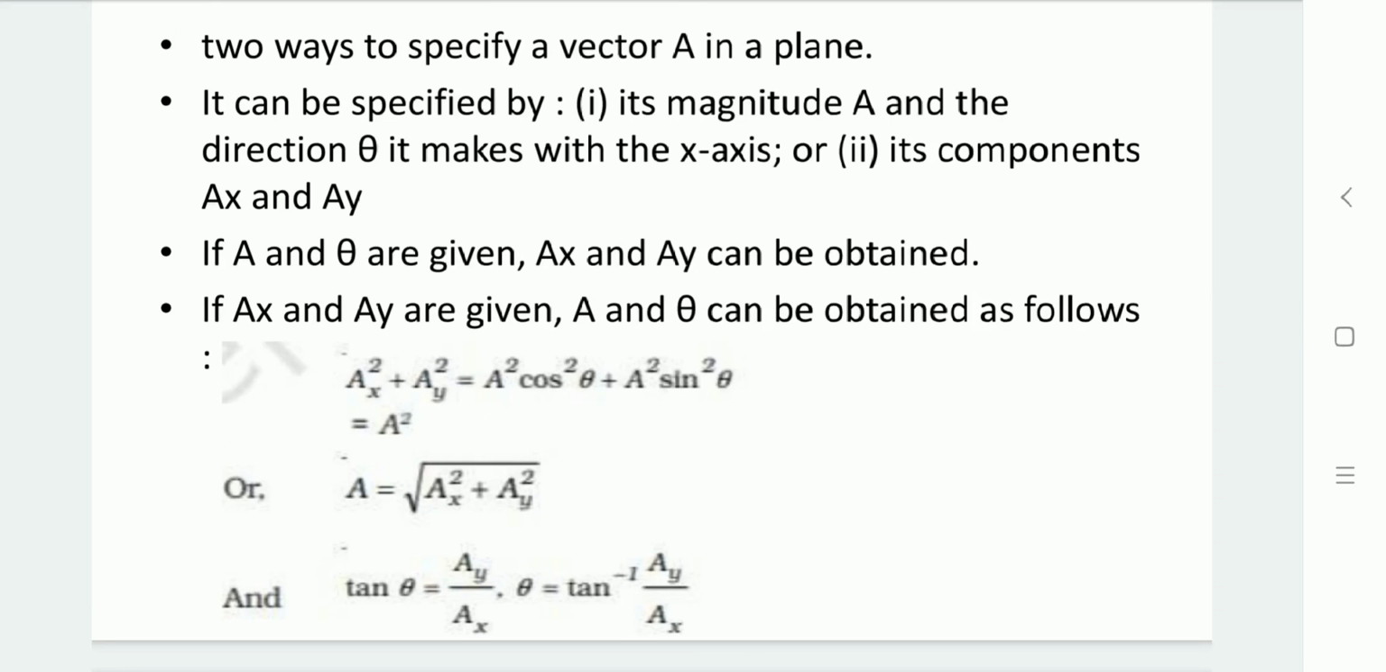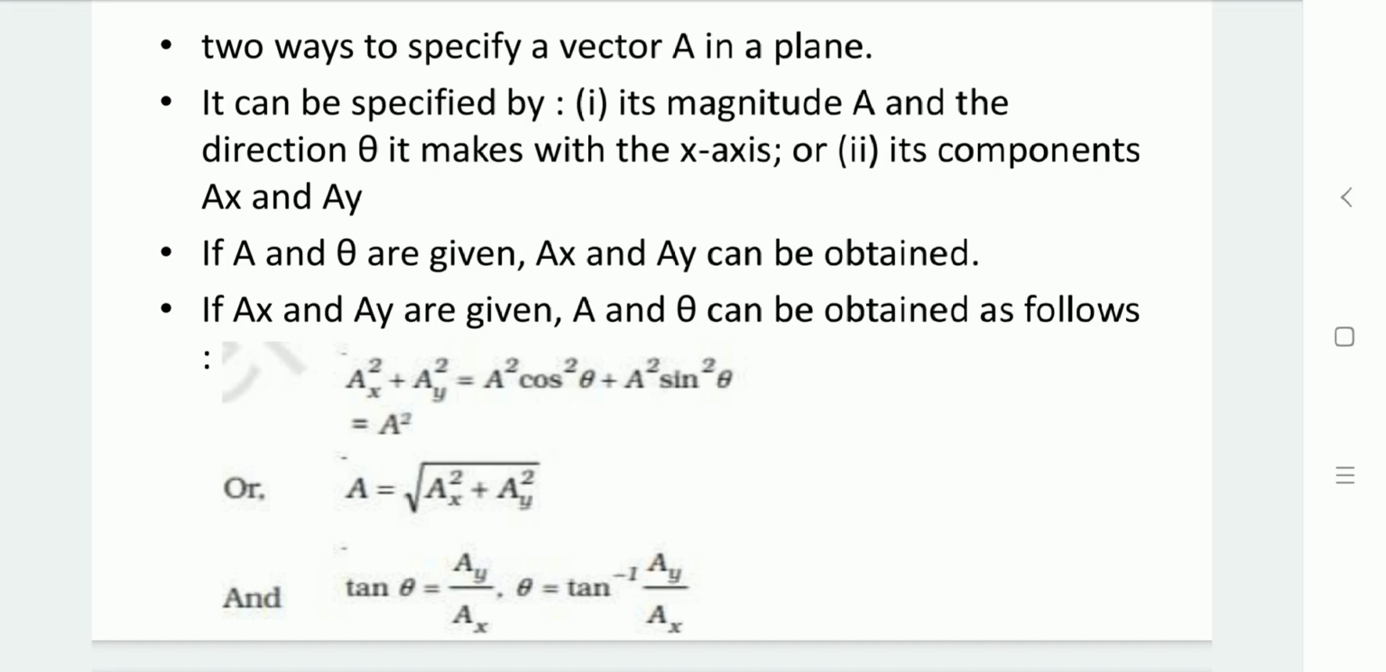The magnitude and direction angle theta can be defined using these equations: A_x square plus A_y square is equal to A square cos square theta plus A square sin square theta. Let us take A square common. So in the bracket it would be cos square theta plus sin square theta. And as per trigonometry, cos square theta plus sin square theta equal to 1. So A square equal to A_x square plus A_y square. So A equal to under root of A_x square plus A_y square. That is its magnitude.